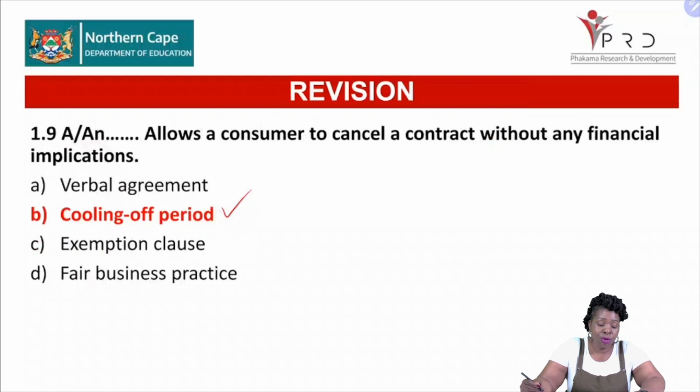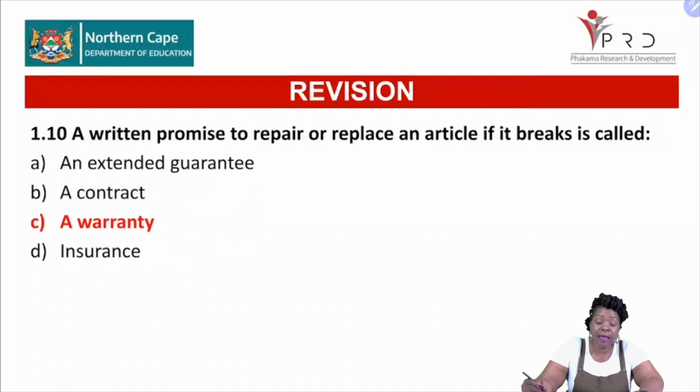Right, let's go on to 1.10, which says a written promise to repair or replace an article if it breaks is called a warranty. So our answer for 1.10 is C, which is a warranty. Right, we are done with our multiple choice questions. I hope you got everything correct since we have already covered these topics.